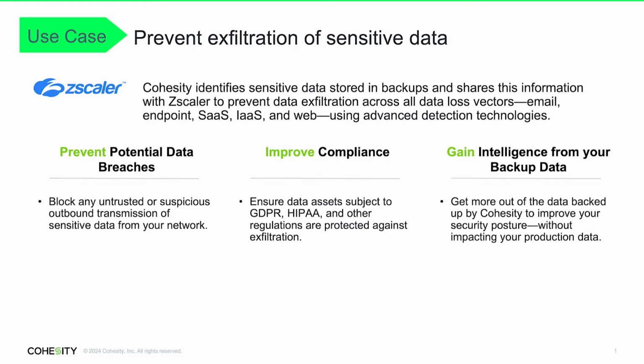Data loss prevention, or DLP, is crucial as it helps prevent sensitive and government-regulated data, such as personally identifiable information, from getting leaked, whether the leak is intentional, like with double extortion ransomware, or unintentional. Using your backup data on Cohesity in conjunction with your data loss prevention strategy helps prevent data exfiltration.